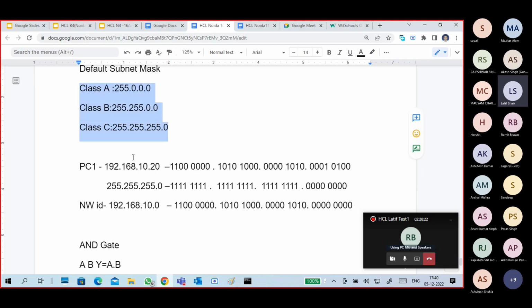Here, how do we find the network ID? Just for example purposes only. If you don't get it, no problem, but listen carefully. This is an IP address, this is a subnet mask. Now, what will the system do? It converts this IP address into binary format. 255 means all ones. This is 192.168.10.20. It converts into binary and starts doing the AND operation.